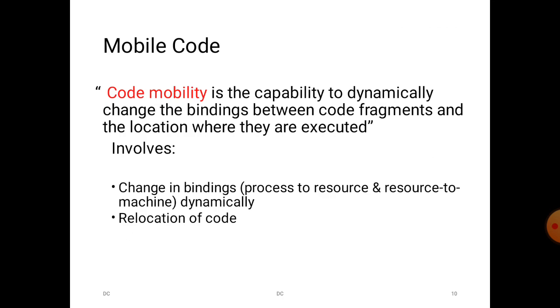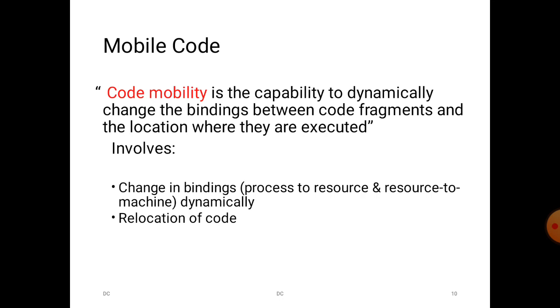So now let us come to the actual topic, mobile code. Code mobility is the capability to dynamically change the bindings between code fragments and the location where they are executed. So what is code? Suppose I have a very large code, but I want it to be executed at a faster rate and immediately. In that case, what happens?